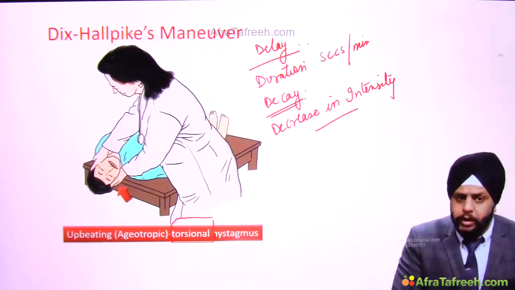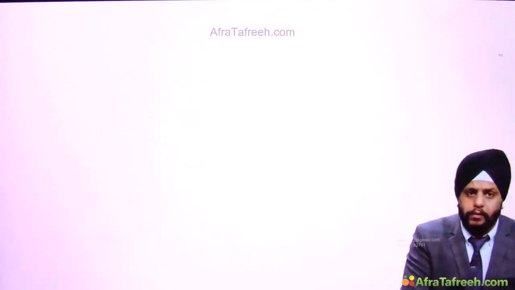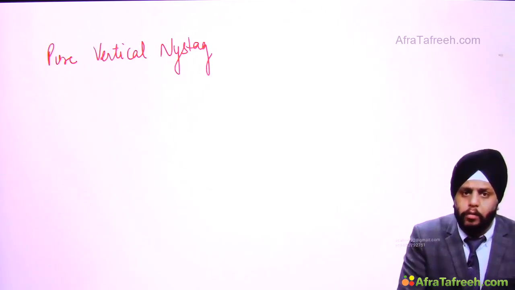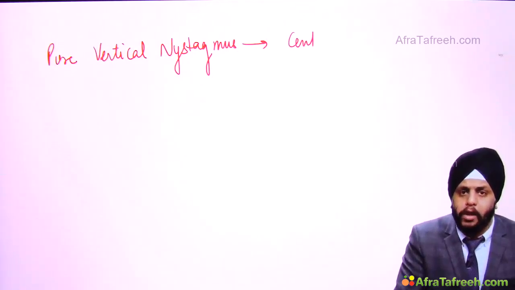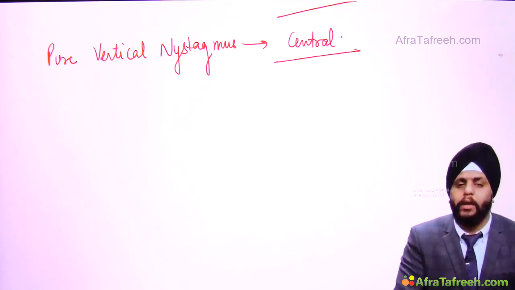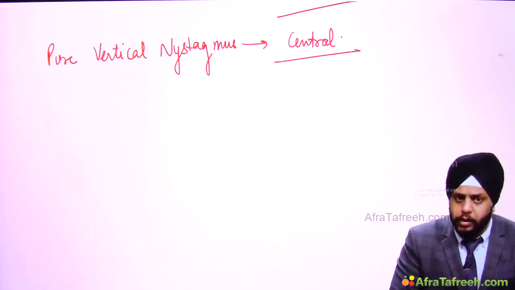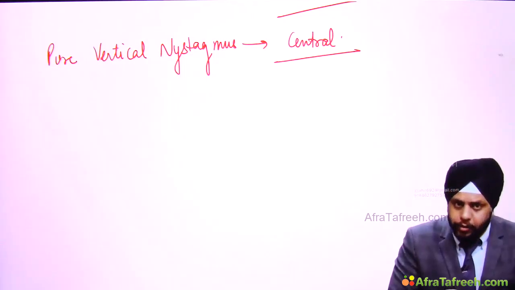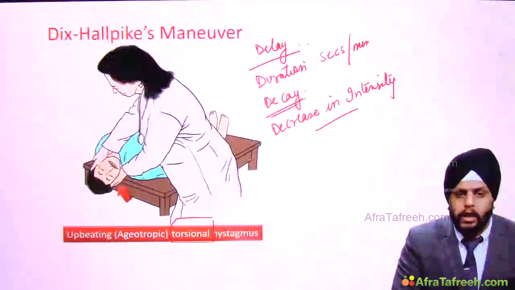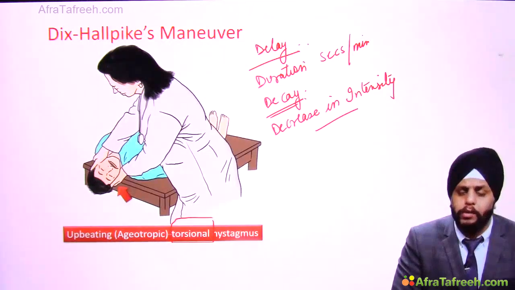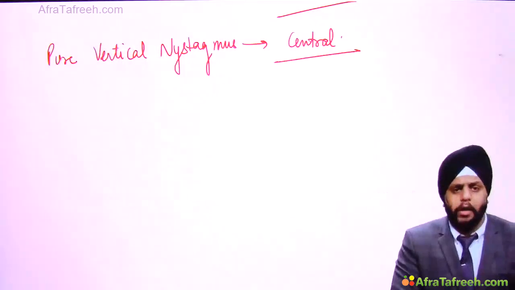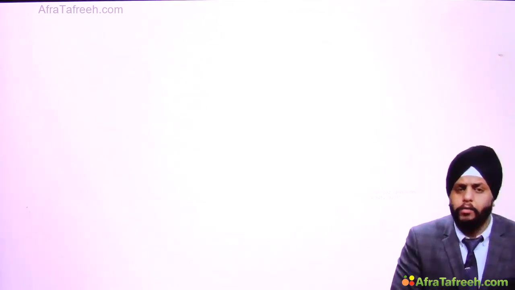That also means that a pure vertical nystagmus will be seen only in central lesions. Central means cerebellar, as I told you. That's a central nystagmus. A peripheral vertical nystagmus will always have a torsional component. Similarly, the nystagmus of BPPV in Dix-Hallpike is upbeating or geotropic nystagmus with a torsional component. Right? Now we have done Dix-Hallpike and you have diagnosed the problem.